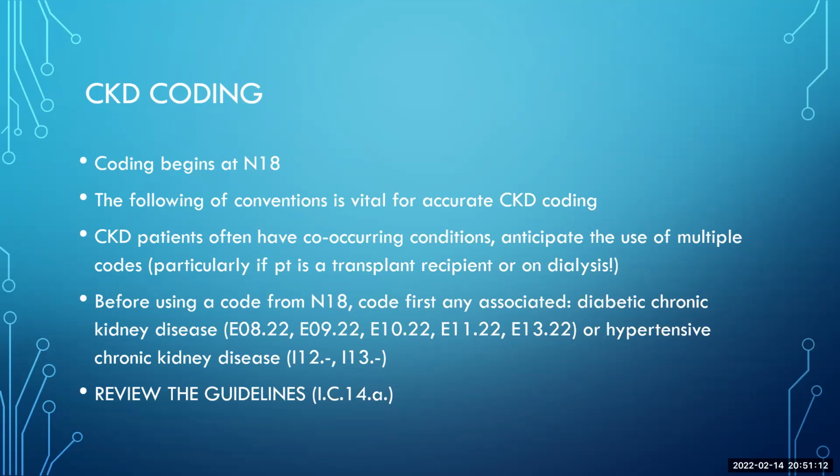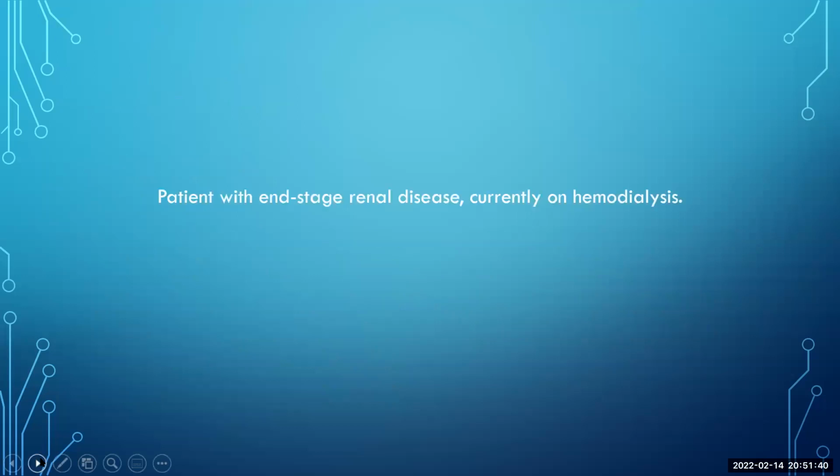And I know I'm a broken record, but review the guidelines. Here I have 1C14A listed. But again, if you are coding anything with diabetes or hypertension, any other co-occurring conditions, review those guidelines too. They do apply. And then of course, just our general guidelines are going to be applicable as well. So let's look at an example, and this will all make a little bit more sense, I think.